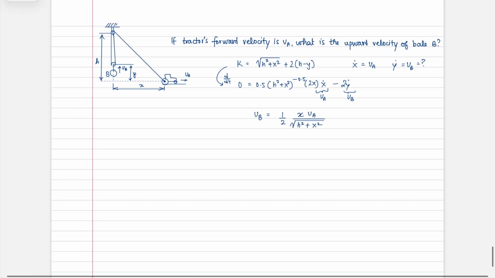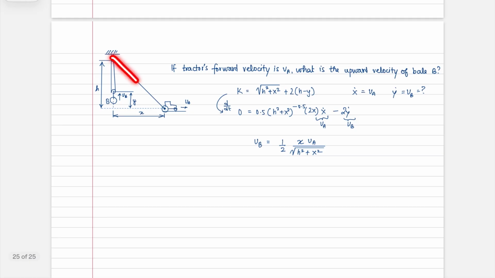So this one was slightly different from the others because you now have to account for that hypotenuse. But essentially the same idea. You look at the constraint, which is that the total string length is fixed, and from that you obtain your velocity.